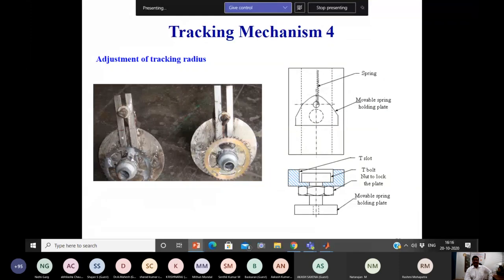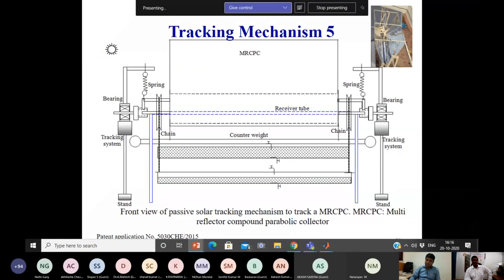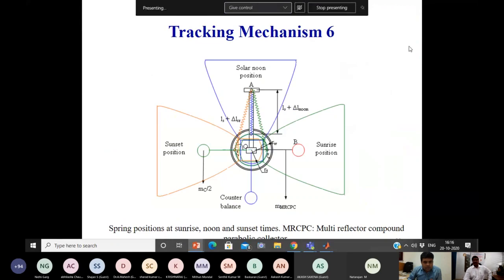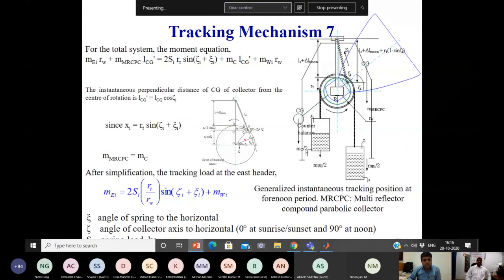And this is a fabrication drawing, and I am showing the right hand side, the corresponding drawing. This is the front view of this tracking mechanism, and also a small photo has been shown here. This is a photographic view, and this is the mechanism at 3 positions. And this is the mathematics.